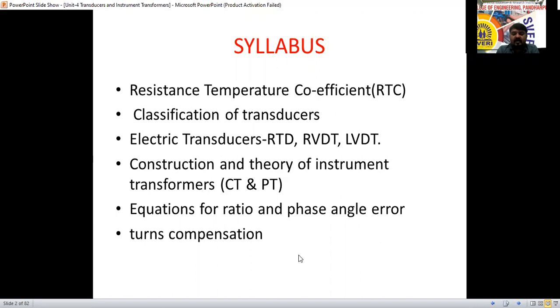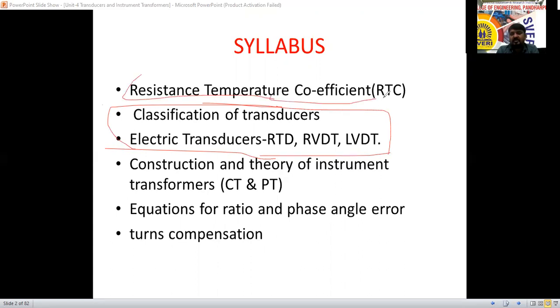And this part completes it. It has 2 parts, I told, actually 3 parts are there. These 2 parts are related to the transducers, the classifications of transducers and the transducers. And the first part is related only to the RTC, the resistance temperature coefficient. That is very basic actually. To understand RTD and all the things, this one is necessary. For that reason they have added it. And the remaining part is completely related to the instrument transformer, that is nothing but CT and PT. Okay, so this is the syllabus of unit 4.